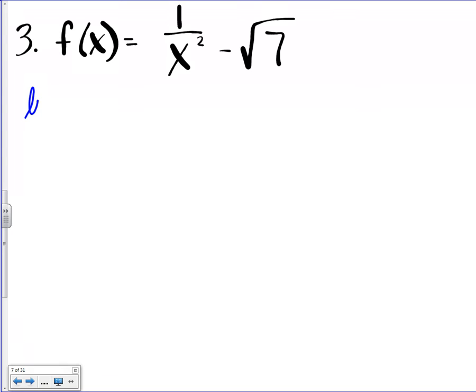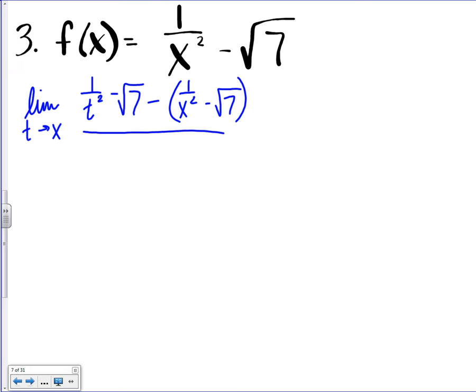So I'll apply my definition. We're subtracting this entire function in terms of x. So make sure you put parentheses around it. And that's what my definition looks like. So let's distribute that negative symbol. And you'll notice the radical 7s will disappear. And now I'm left with this.